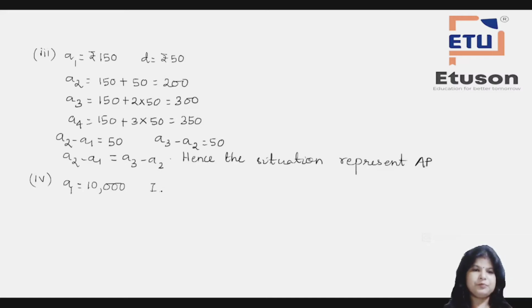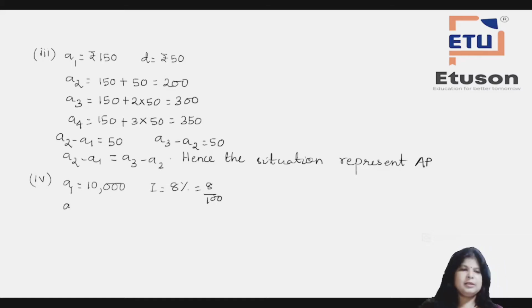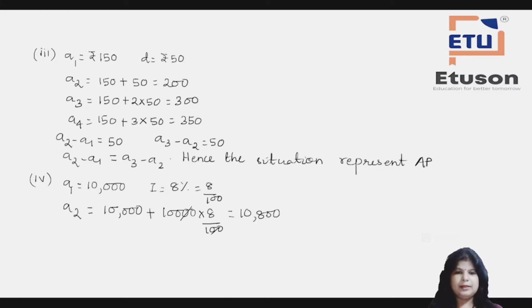Interest rate is how much? 8%, that is 8 by 100. So your A1 is 10,000. A2 after 1 year will be 10,000 plus 10,000 into 8 by 100. So that is nothing but equal to 10,800. Correct? So now suppose I want to find out A3.